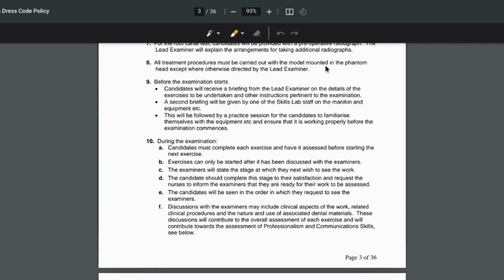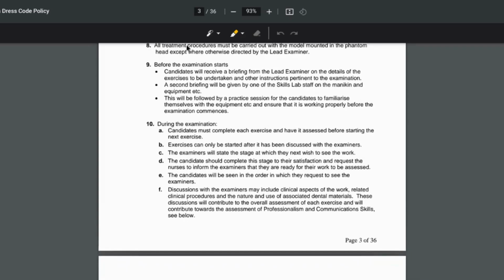All the treatment procedures must be carried out with the model mounted in the phantom head, except where otherwise directed by the lead examiner. So you cannot take it out in your hand the way we do during practice, when we take it out, look at it and make minor adjustments. You cannot do that. You know that.